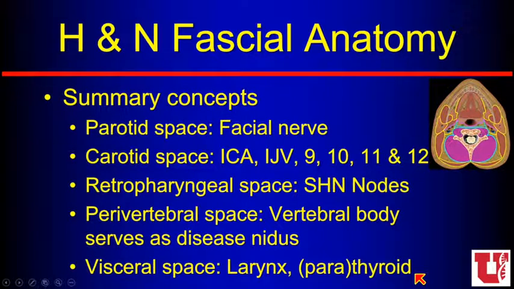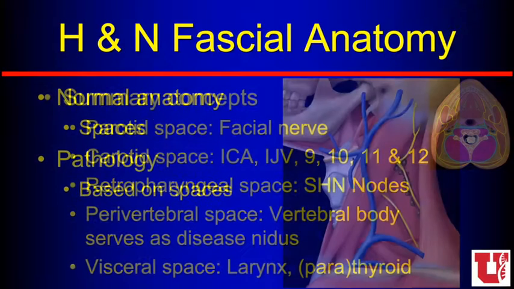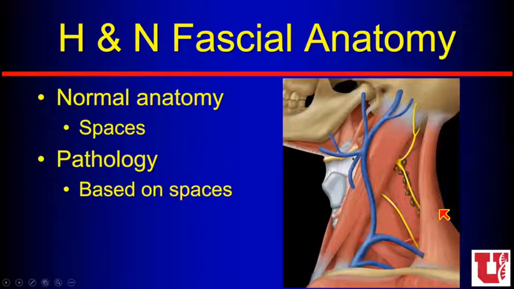And remember that we have the visceral space that really only exists in the infrahyoid neck. So we've got the larynx, the thyroid, the parathyroid, and lower the trachea and the esophagus below the cricoid at that level. So we have a lot of different ways to think about the anatomy of the extracranial head and neck and the cervical soft tissues.